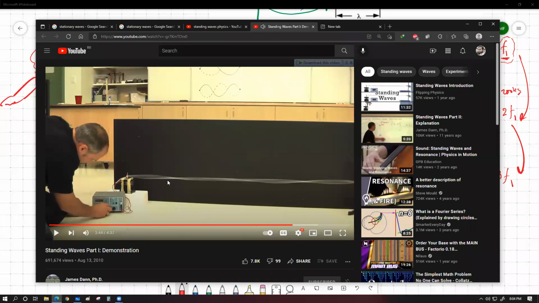So he is continuously increasing the frequency of the source. At this exact frequency, let me just show you. Have a look. He has just set this whole thing at the sixth harmonic, because now we have 1, 2, 3, 4, 5, 6 loops over here. So this is the sixth harmonic, or 6 times the fundamental frequency.